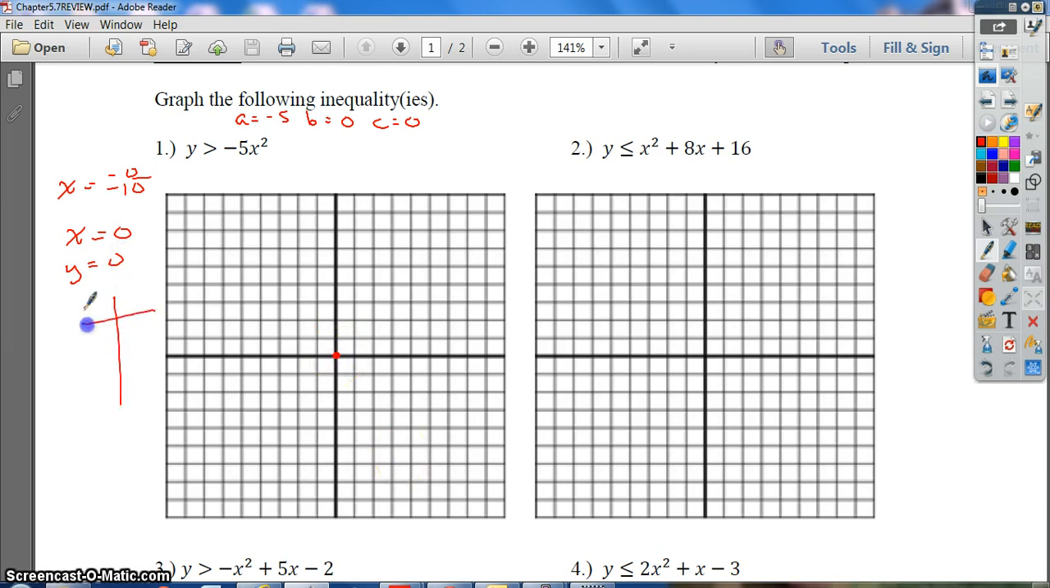Now let's go ahead and do a t-chart. I'm going to start with 1. 1 squared is 1. 1 times -5 is -5. So 1, 2, 3, 4, 5. Mirror it up. 2 is going to take me off here because 2 squared is 4. That would be -20. That's well off. So when I go to graph this, I'm going to use a dashed line. And it's going to get super steep real quick.